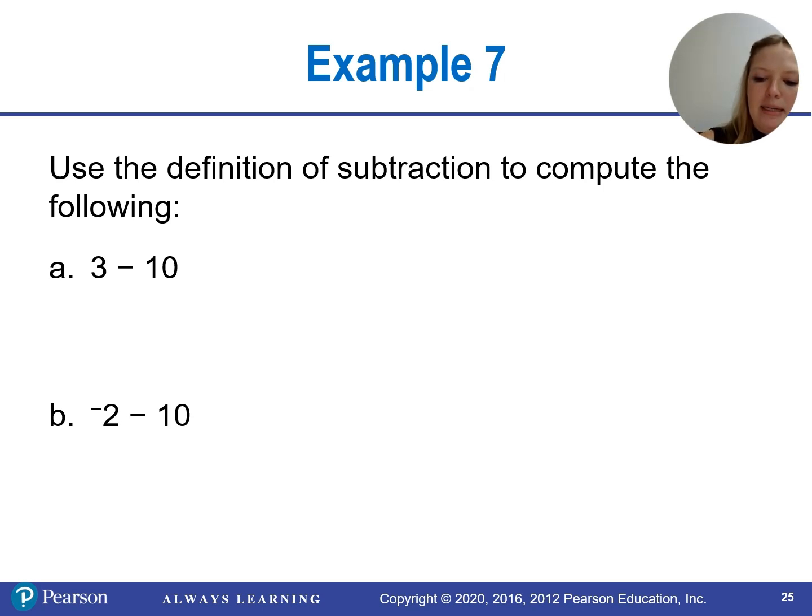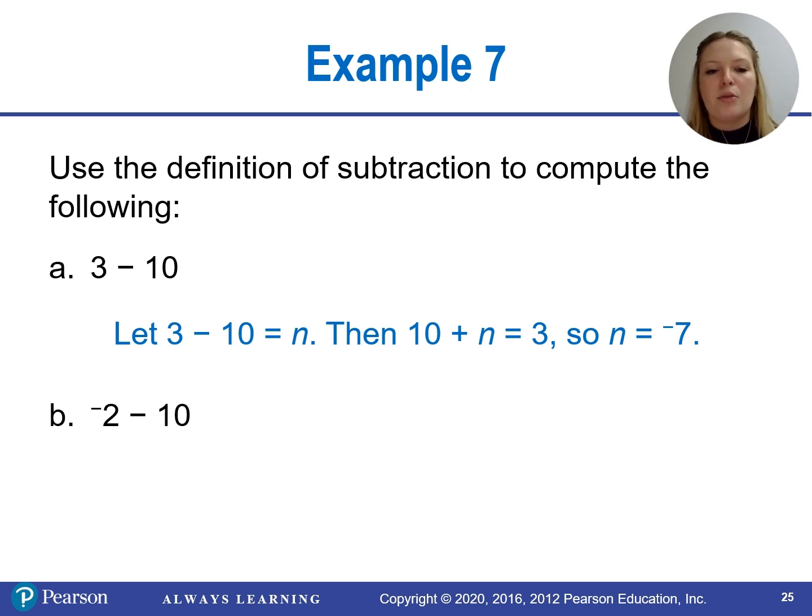So 3 minus 10, using that definition, we would say 3 minus 10 is equal to some n. That means that 10 plus something is 3. So what is that something? That something is going to be negative 7. So 3 minus 10 is negative 7.